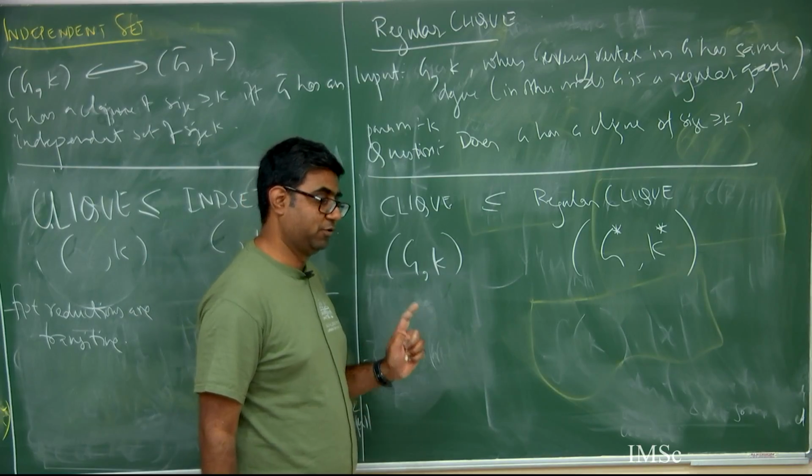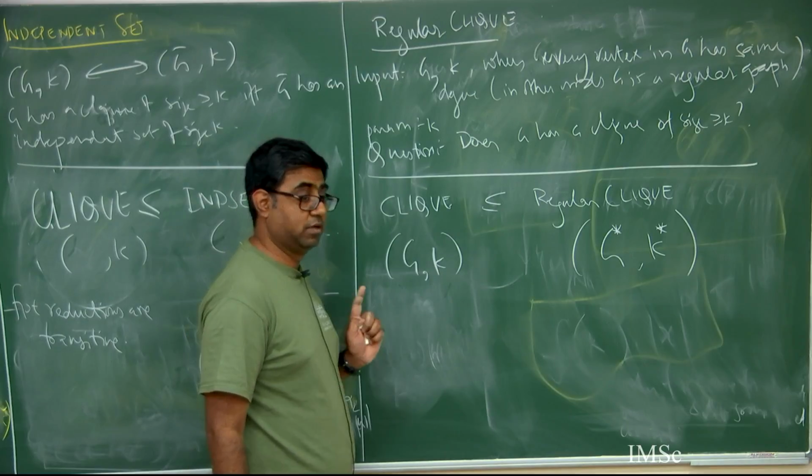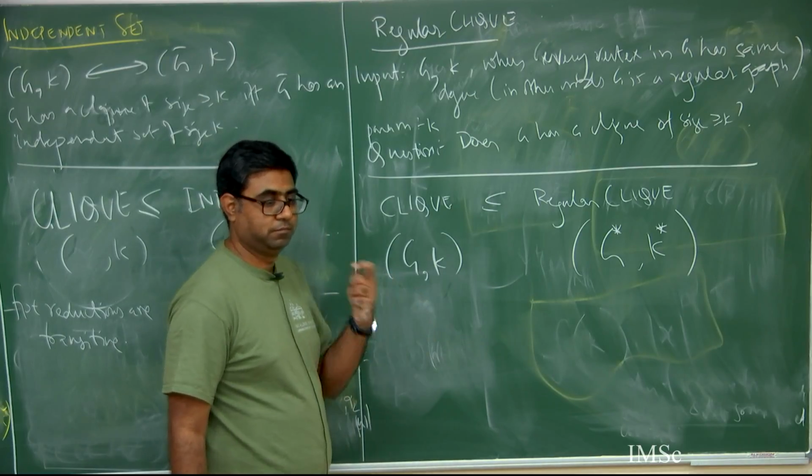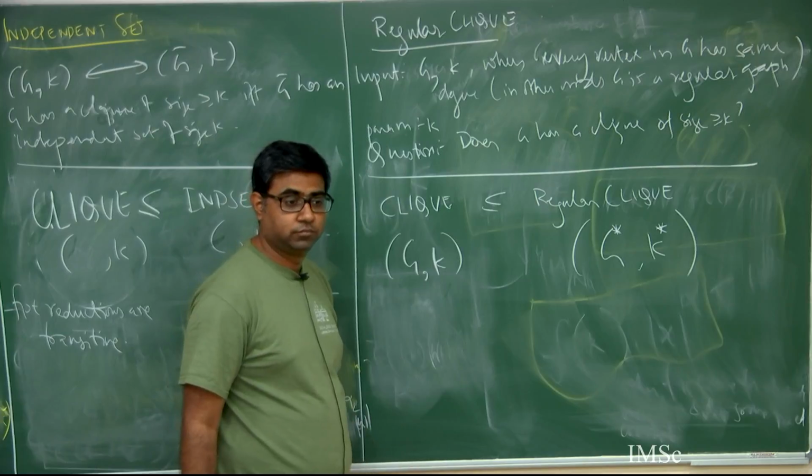Yes, that we have to do. We have to add extra vertices. You're right, but in a particular way. Which way?